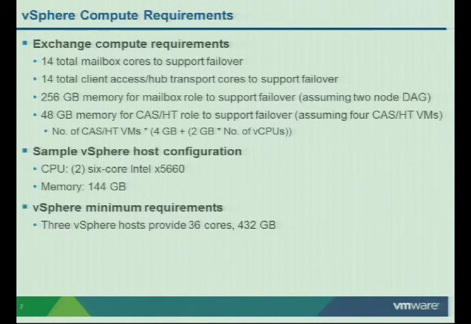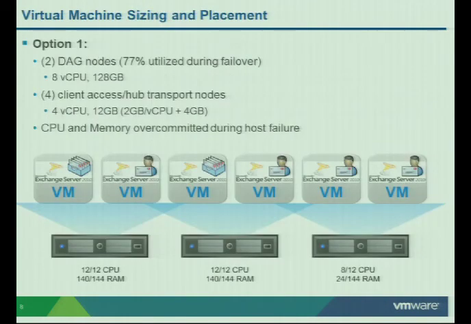I then start thinking about a sample vSphere configuration. Right, I'm going to start making little VM blocks out of these numbers and start placing them on vSphere configurations. I just chose a 2-socket 6-core box because that seems to be pretty prevalent these days. And then, of course, the vSphere minimum requirements after I add everything up, and add an additional host for HA. So I end up with something like this. And this is typically the first scenario that I would put out there.